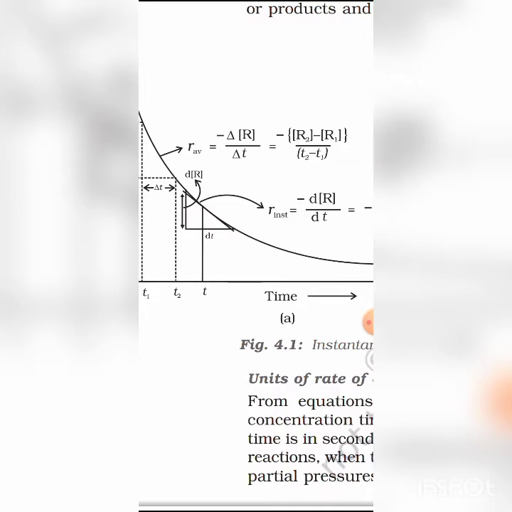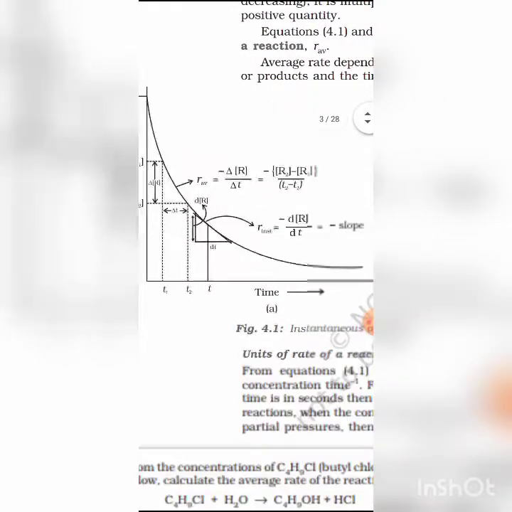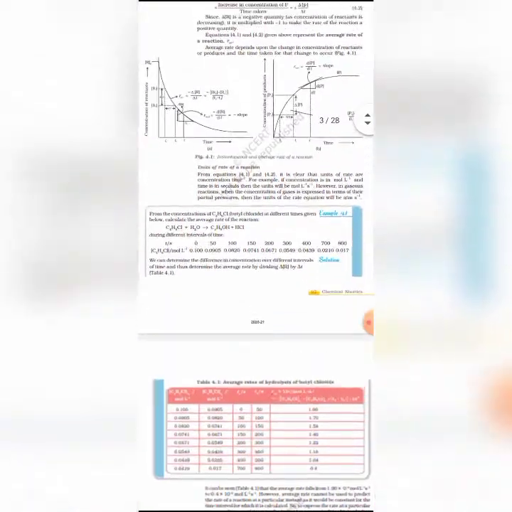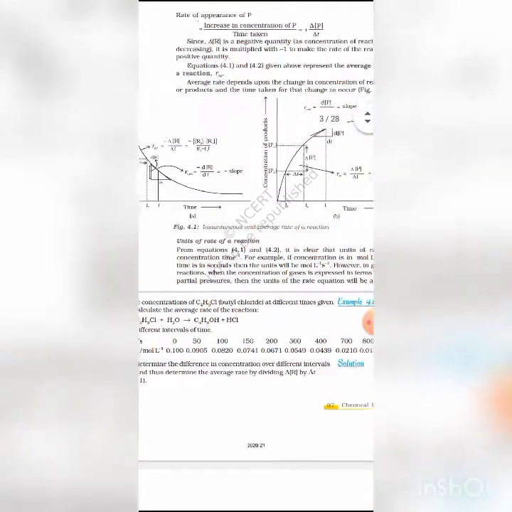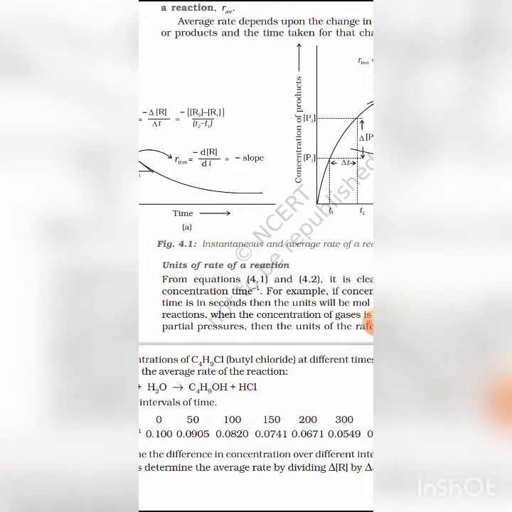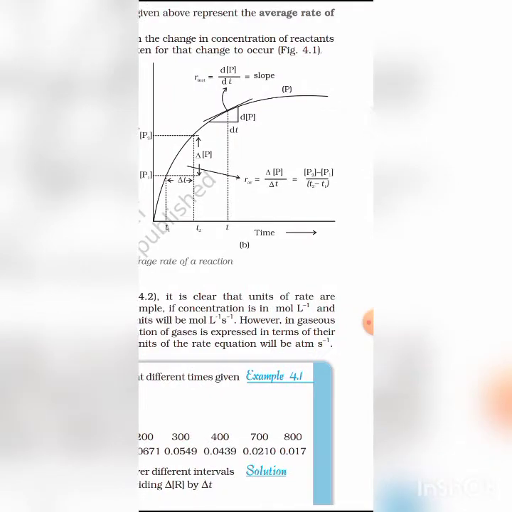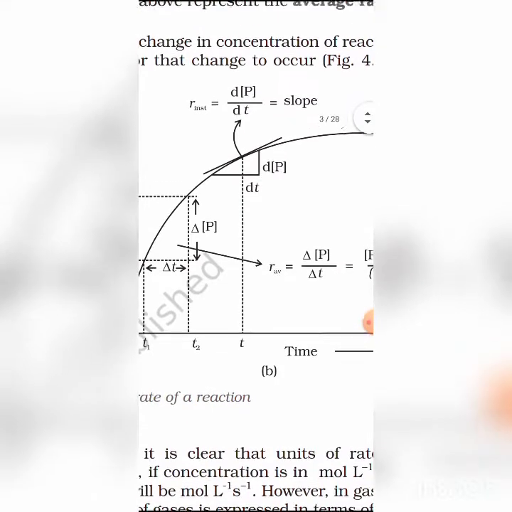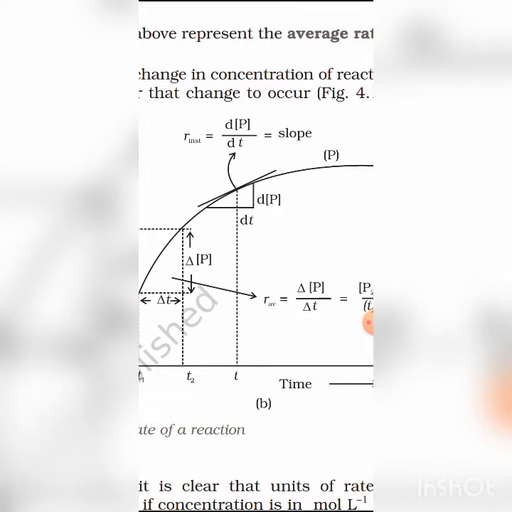Okay, student. So the instantaneous rate equals minus dR by dt, that is minus the slope for the reactant, and the instantaneous rate equals plus dP by dt, equal to the slope for product P. Okay.